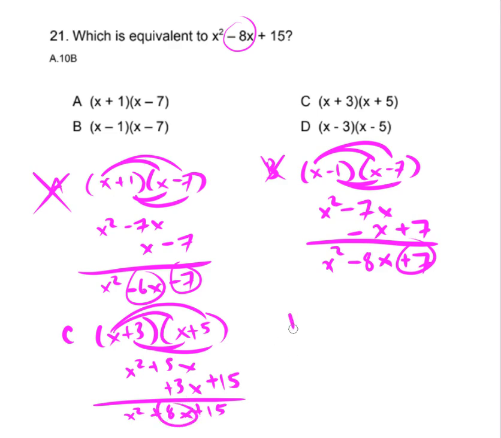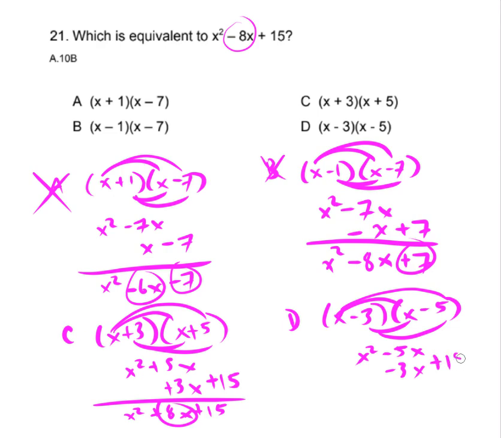Now at this point, I'd be tempted to think it's just definitely D, but you always want to go ahead and work it out to make sure, because sometimes if it doesn't work out, then you made a mistake somewhere else, right? So x minus 3 times x minus 5. I get x times x is x squared. X times negative 5 is minus 5x, minus 3x, plus 15, because a negative times a negative is a positive. I get x squared minus 8x plus 15. And that is what I wanted. So my answer is, in fact, D.